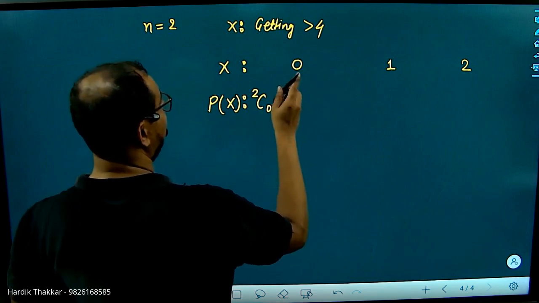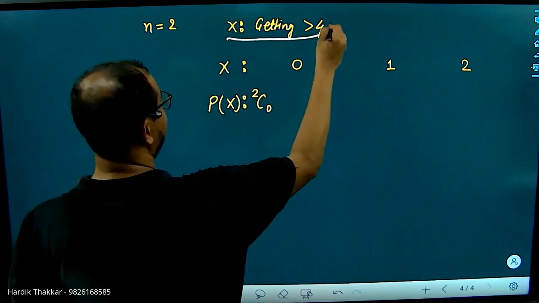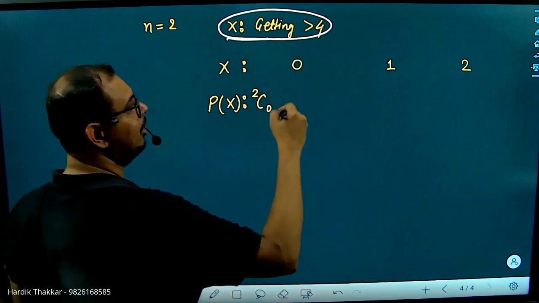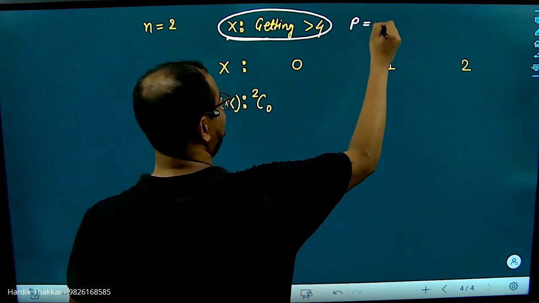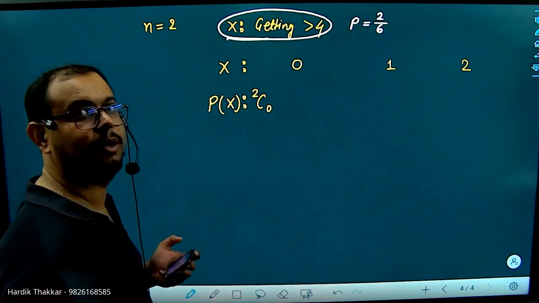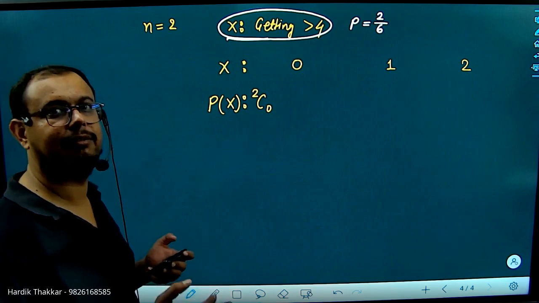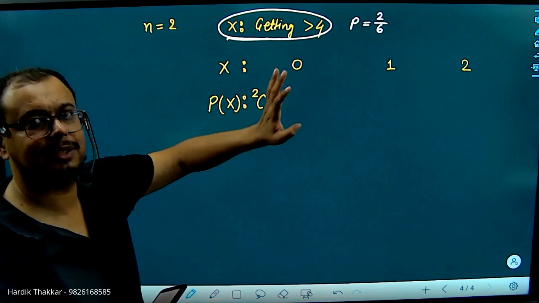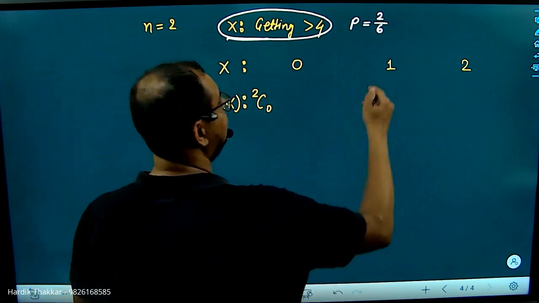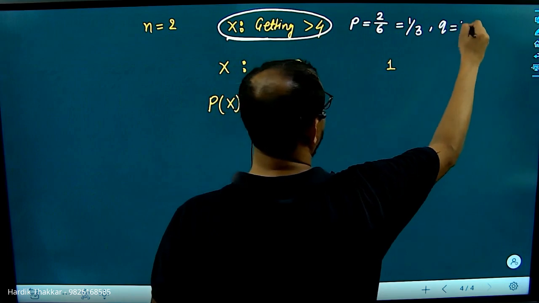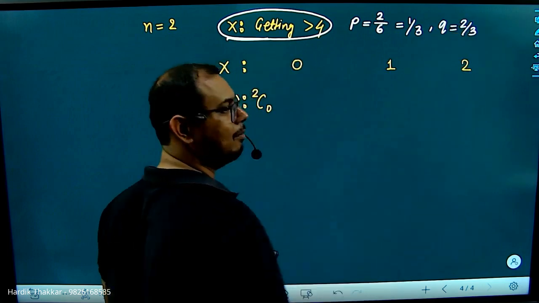Now what is p? p is the probability of success. Success is getting a number greater than 4. So the probability p will be 2 by 6. Why 2 by 6? Because getting more than 4 means getting 5 or getting 6. So the probability of getting 5 or 6 is 2 by 6, correct? So the probability of success will be 1 upon 3. Now q, that is the probability of failure, will be 2 by 3, 1 minus 1 by 3.